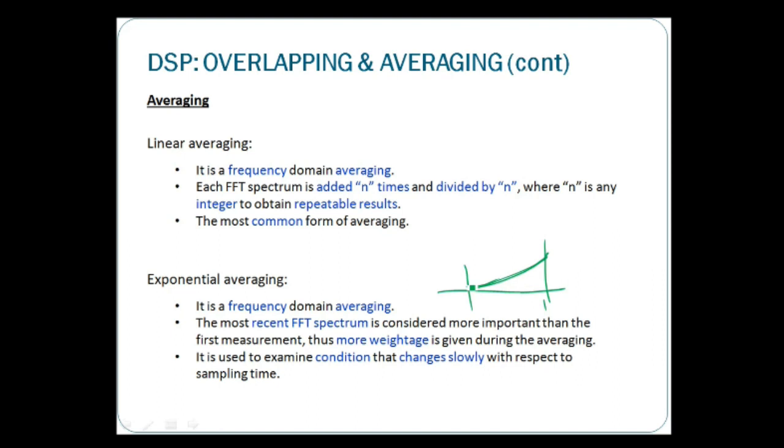So it is used to examine conditions that change slowly with respect to the sampling times. Probably you have some changes of conditions and haven't gone to steady state yet, then you use exponential averaging. The whole idea is you put a weightage on the recent ones. Otherwise, linear averaging is the most common and most useful one.